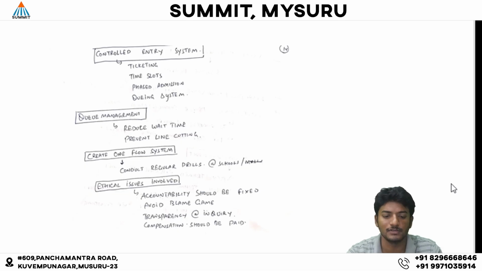A few other steps include queue management, avoiding line cutting, and preventing delays. We can also create a one-flow system, avoiding multiple flows of entry and exit points. These are a few steps that should be deployed to prevent the stampede. Other steps include that scientific temper should be taught from the schools, and civic sense and public culture have to be developed from the schools. What are the ethical issues involved in the stampede?